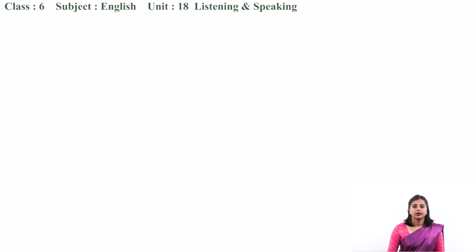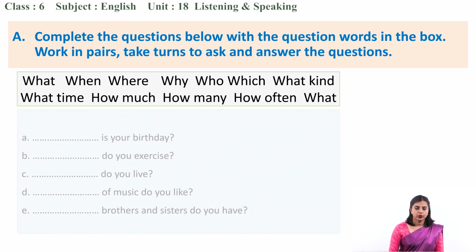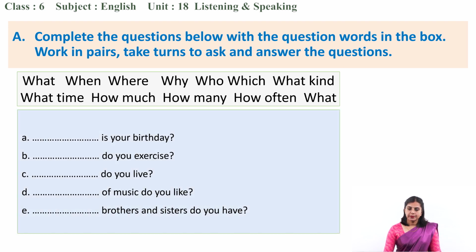Okay, now let's move back to the questions. There are some gaps you see, and you have to fill up the gaps with the correct information. So the first one is dot dot is your birthday. Time. What should be there? Yes, it should be when. Okay, when is your birthday? Next is dot dot do you exercise? Exercise. How many times? Means yes, how often? How often do you exercise? Once a week, once in a day, regularly, how often?